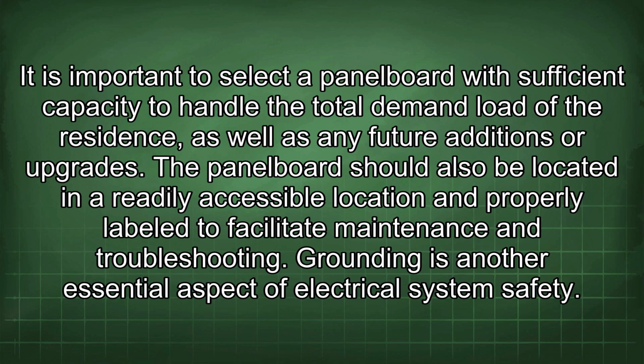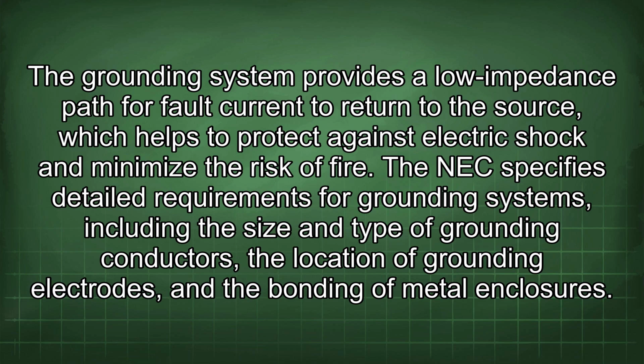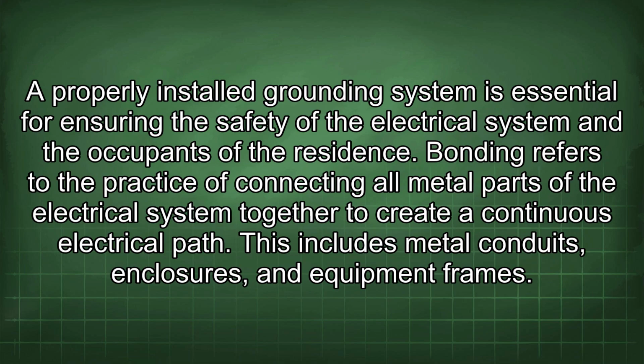Grounding is another essential aspect of electrical system safety. The grounding system provides a low impedance path for fault current to return to the source, which helps to protect against electric shock and minimize the risk of fire. The NEC specifies detailed requirements for grounding systems, including the size and type of grounding conductors, the location of grounding electrodes, and the bonding of metal enclosures.